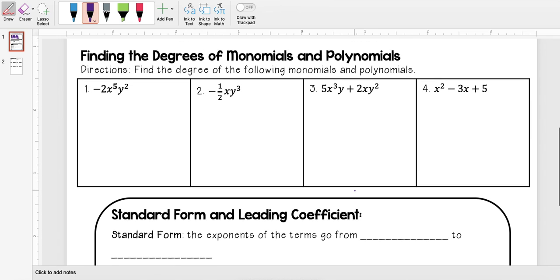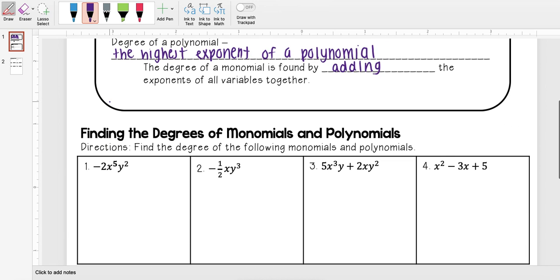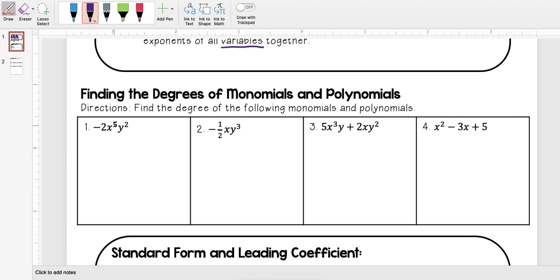So let's go through some examples. So here I want to find the degrees of monomials and polynomials. So I look at this first one, I have negative 2x to the fifth y squared. I know from up here that this is a monomial, it's only one term. And to find the degree of it, I need to add the exponents of all of the variables together. And so here I see x has an exponent of 5, y has an exponent of 2. So that means the degree of this monomial is going to be 7.